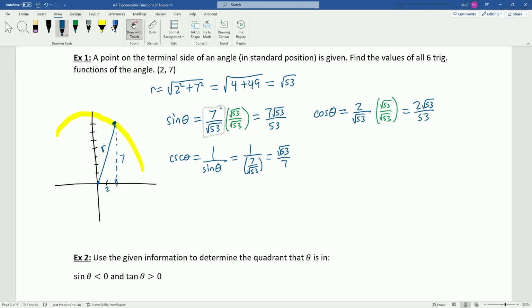So notice, by using the original form where my radical was in the denominator, when I take the reciprocal, the radical ends up on top, and now I don't have to rationalize. So I saved myself some extra work by realizing that if I used this form when I used the reciprocal, I could skip the rationalization step. Okay, similarly, secant of theta is 1 over cosine of theta. And again, I'm going to use this form for cosine, 2 over radical 53. And take the reciprocal, 1 divided by that as 1 times the reciprocal. That's root 53 over 2.